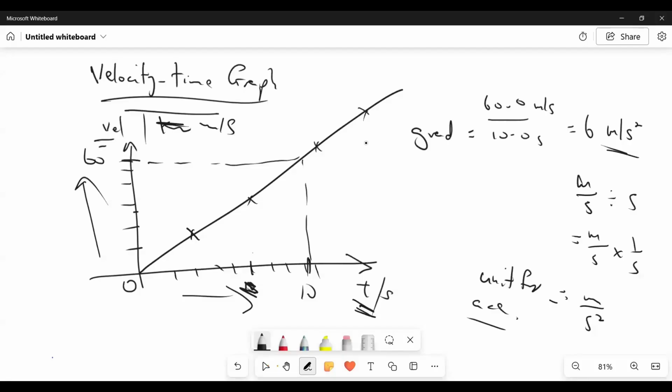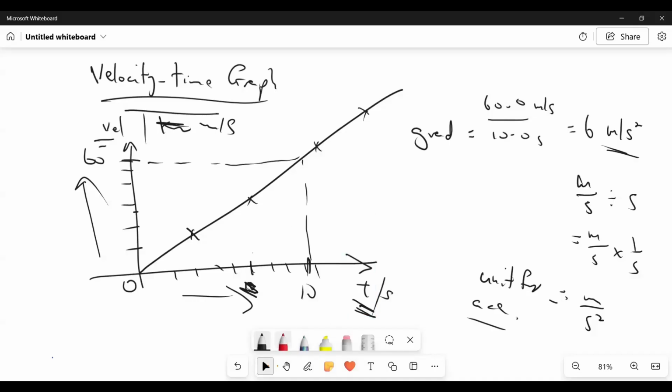Is that clear? So we found out there that the gradient of the velocity time graph gives you acceleration, right? It can give you deceleration as well, if it's negative. If the gradient is negative, you are decelerating. That's all. Good. So one more thing before I leave off this straight line graph.